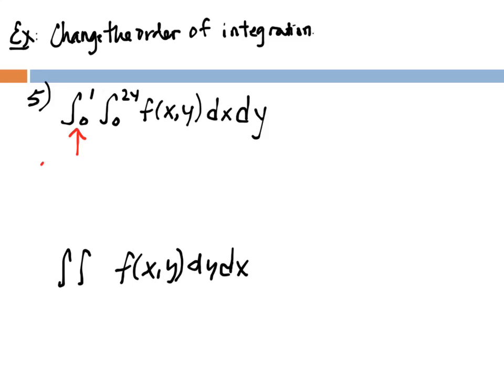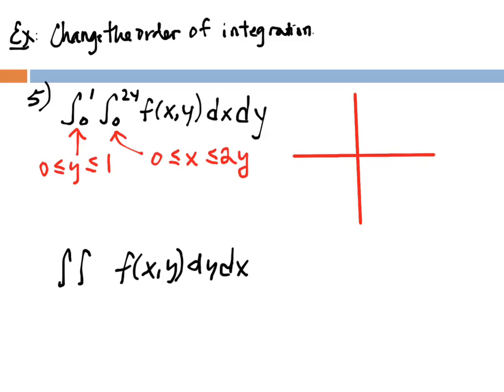Right. So this tells us that y is going to go between 0 and 1. What about this one? Right. X is between 0 and 2y. So what we're going to do is go back to a two-dimensional picture and graph what we have there, written out in inequality form.